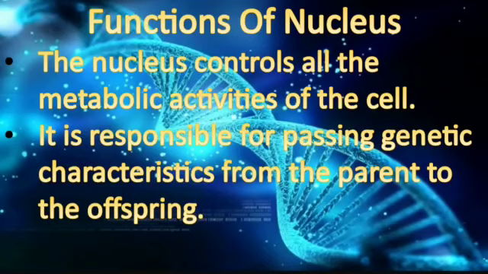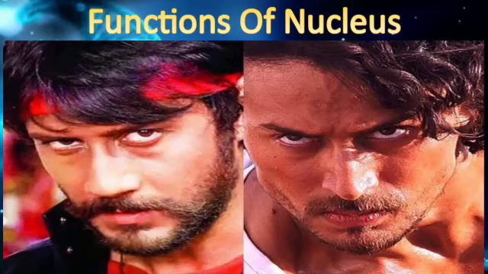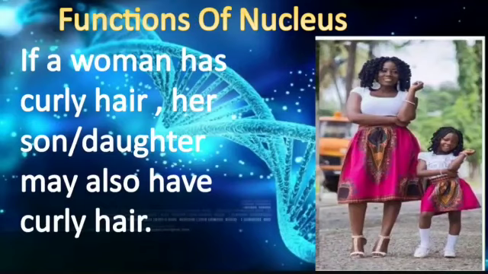Functions of nucleus. The nucleus controls all the metabolic activities of the cell. It is responsible for passing genetic characteristics from the parent to the offspring. For example, if a person has brown eyes, his son or daughter may also have brown eyes. And if a woman has curly hair, her son or daughter may also have curly hair. However, different combinations of genes from parents may result in different characteristics.